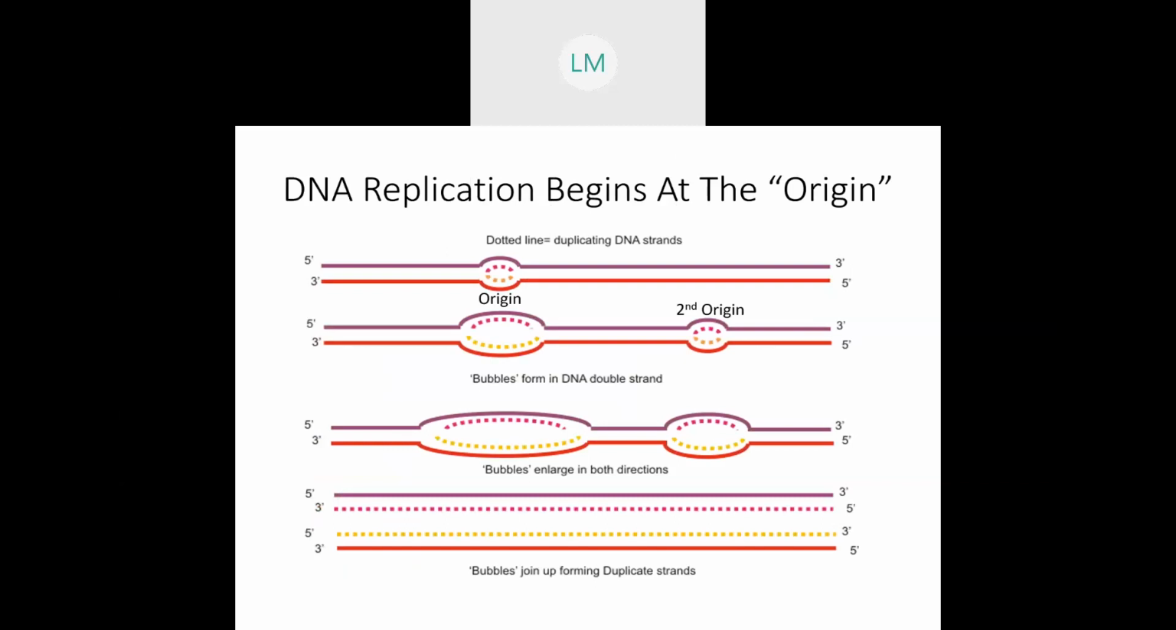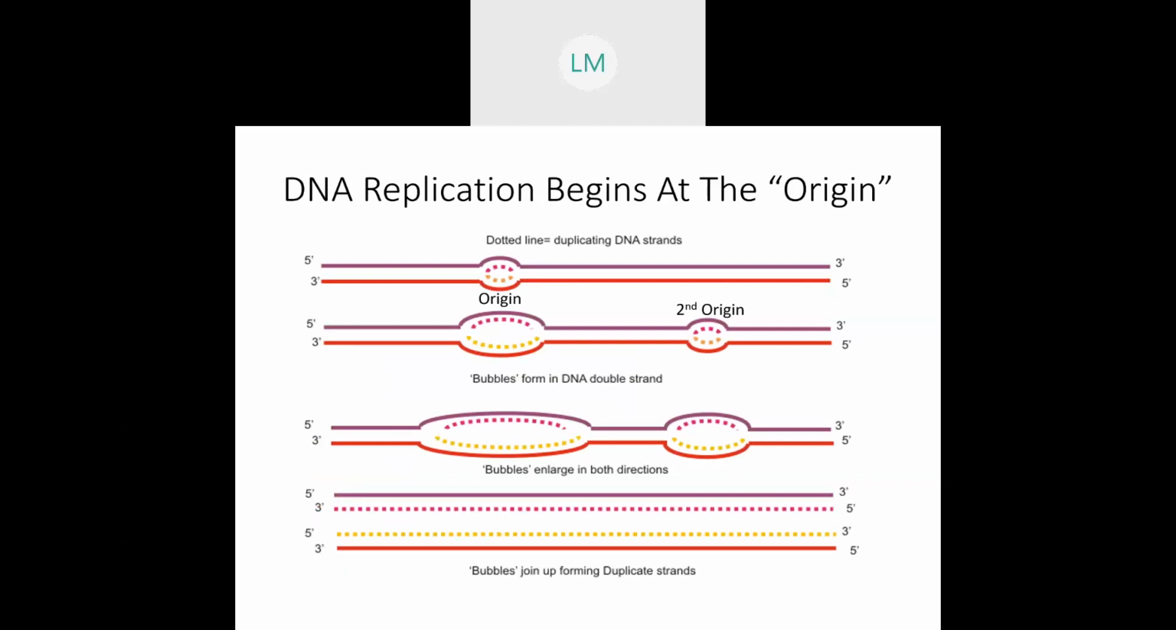DNA replication doesn't just happen at the beginning of the strand, and it doesn't just start at the top and work its way to the bottom of this linear piece of DNA. It starts at something called the origin. So the origin is just this part of DNA that codes for the beginning of replication to happen.